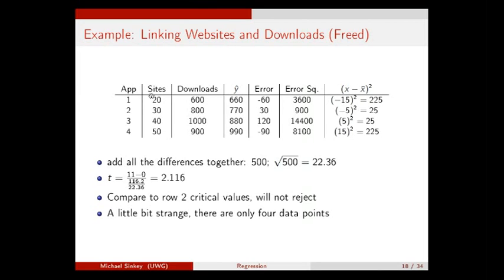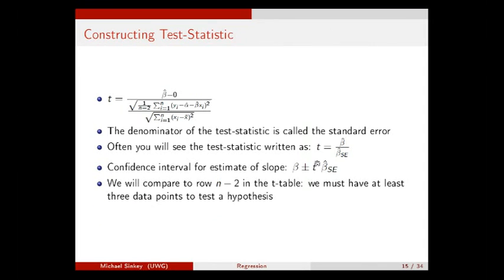Here is x, 20, 30, 40, 50. The mean of x is 35, so 20 minus 35, minus 15 squared, is 225. Minus 5 squared, 25. 5 squared, 25. 15 squared, 225. Add them together, you get 500. Square root of 500, 22.36. That's the step 4 right here. Square root of 500 goes in that denominator.